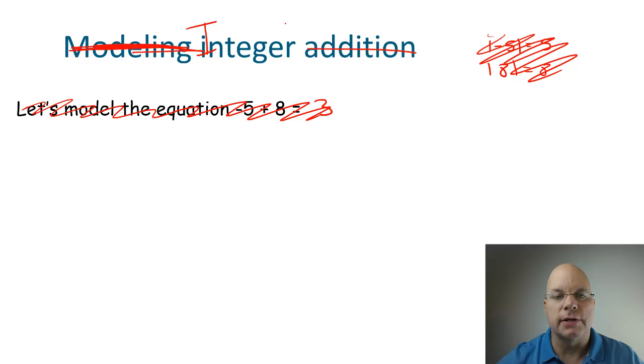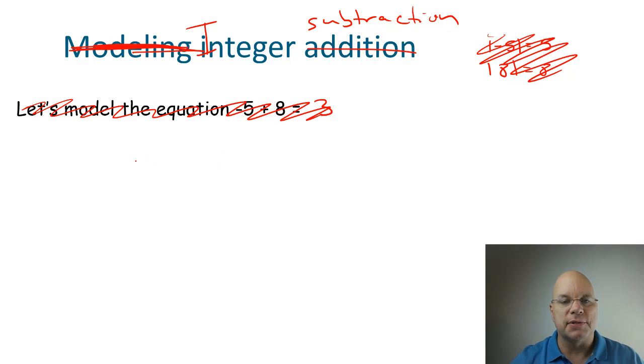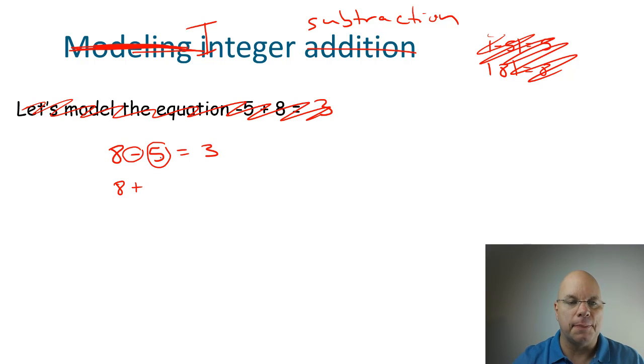We understand how integer addition works, and subtraction is addition. Subtraction is just adding the opposite. So if I have 8 minus 5, for example, we know that's 3. Subtracting is the same as adding the opposite. So 8 minus 5 is the same as 8 plus the opposite of 5, which is negative 5. And if I have 8 plus negative 5, I have 3.